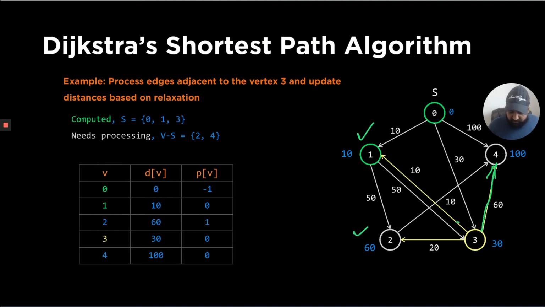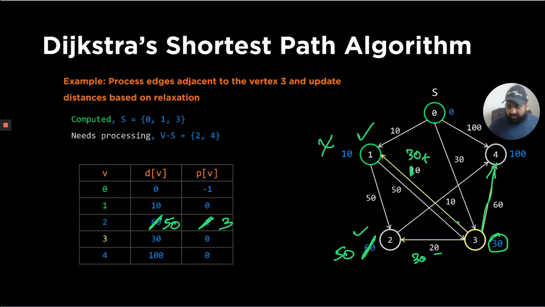So again, we are going to perform the relaxation. So we check the distance at vertex 3, which is 30. We add this to this number 10. Okay, so 30 plus 10 is 40. And since 40 is greater than 10, we don't do anything. Now again, we check 30 plus 20. So 30 plus 20 is 50. Since 50 is less than 60, we are going to replace 60 with 50. Similarly, we are going to change that in the table. And now the predecessor of node 2 will become 3.